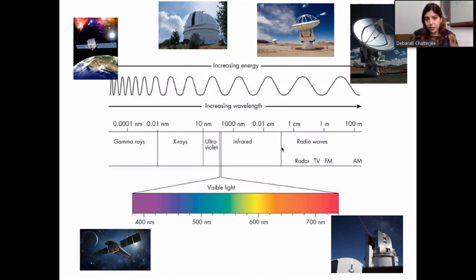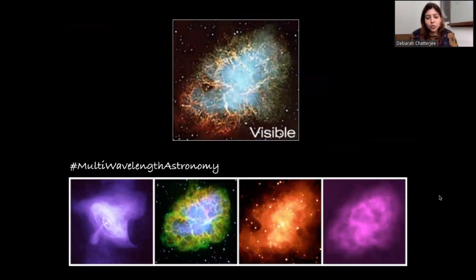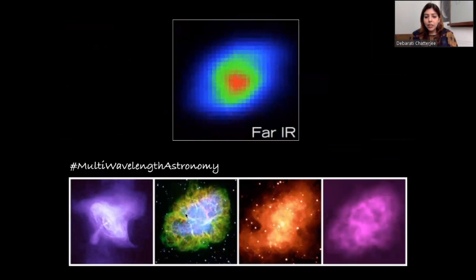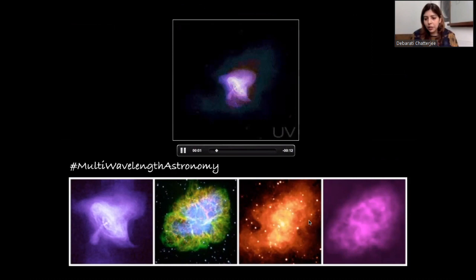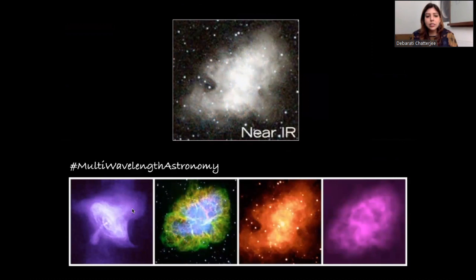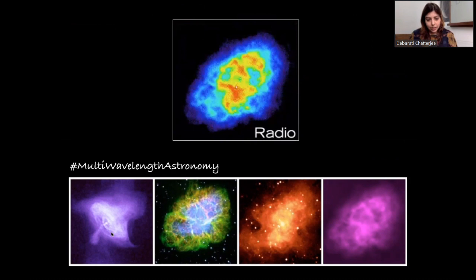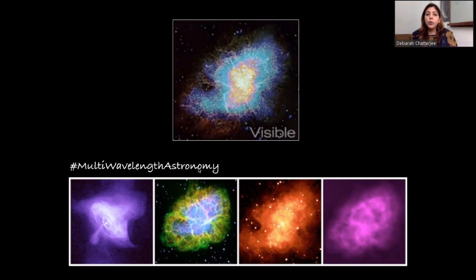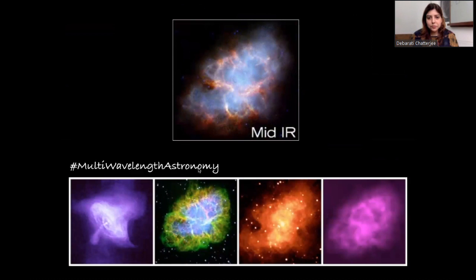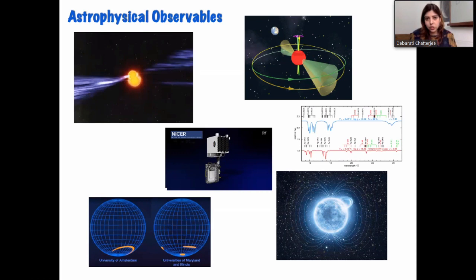So let's look at these fantastic images of the Crab pulsar. The Crab nebula, as you can see in the pictures, at different frequencies like radio, visible, infrared, and so on, shows the interstellar gas. Whereas on the left, this X-ray image actually shows us the Crab pulsar in the center. So this is called multi-wavelength astronomy because we are observing the sky at multiple frequencies. And these kinds of telescopes reveal a wealth of information about these objects.